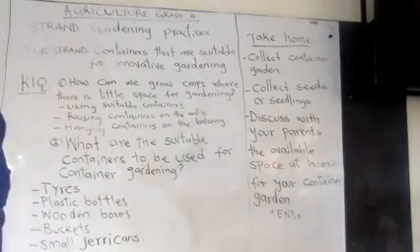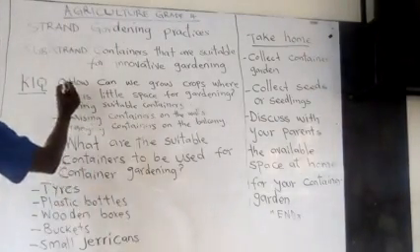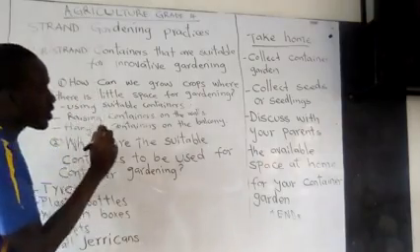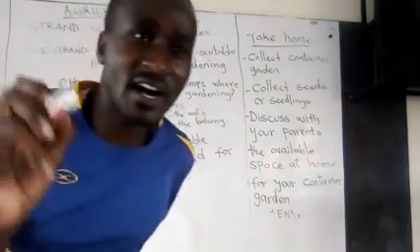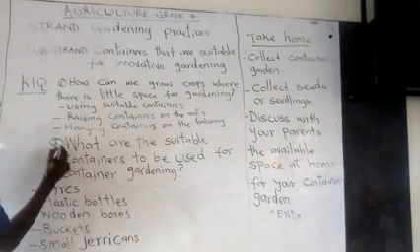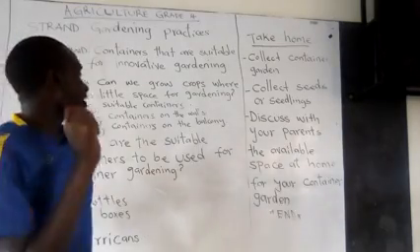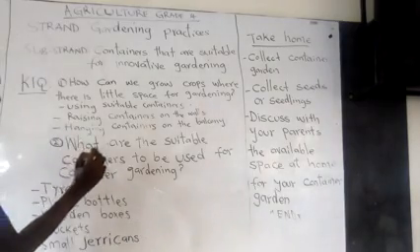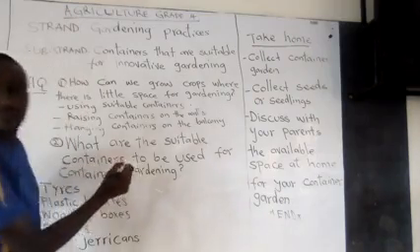Then here we have our KIQ, key inquiry questions. The first key inquiry question: how can we grow crops where there is little space for gardening? Our second key inquiry question is: what are the suitable containers to be used for container gardening?